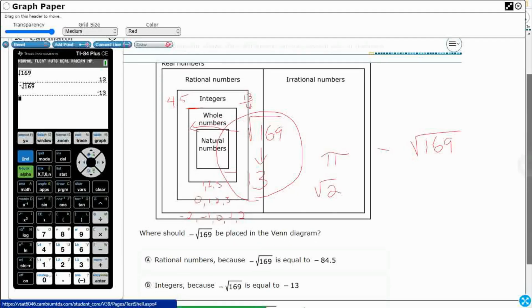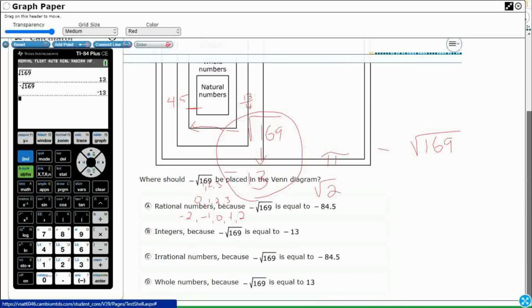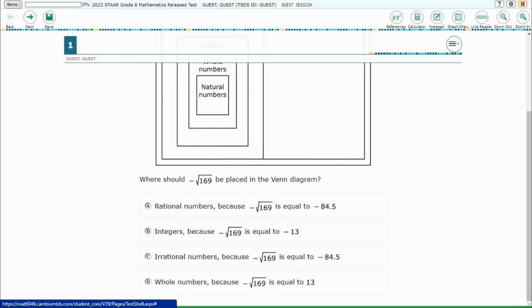All right, so we see here that we've got negative 13. And even if we didn't know any of those things, B is the only one that correctly interprets negative square root of 169 as that negative 13, which we see in our calculator here. So our answer is going to be B.